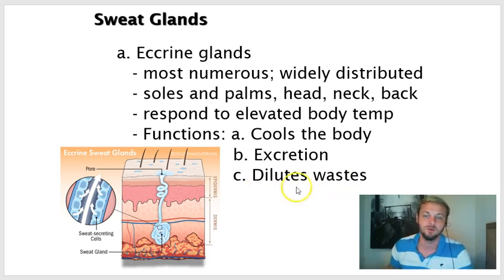It also helps to dilute waste because, as we talked about, it has those salts. It also has urea in it. And so not only are you cooling the body, you're also getting rid of waste. It's a pretty cool mechanism. When you look at the sweat glands, you can see them down here in the dermis. They have this very tubular body, secreting those products without losing any parts of the cell because it is a merocrine gland. And then the pores go up to the surface and you secrete a liquid.